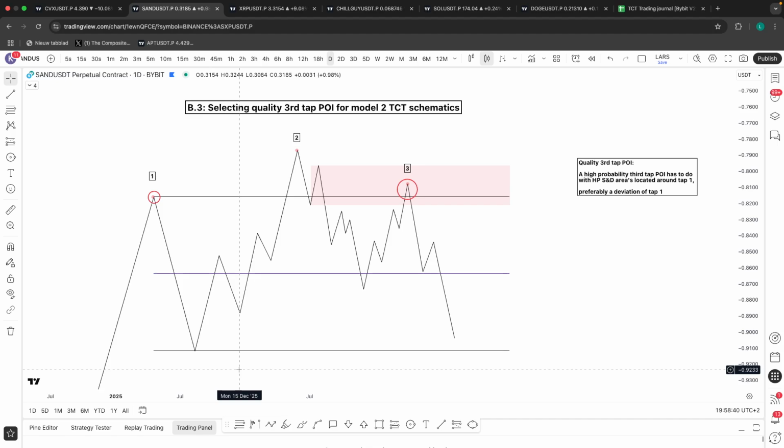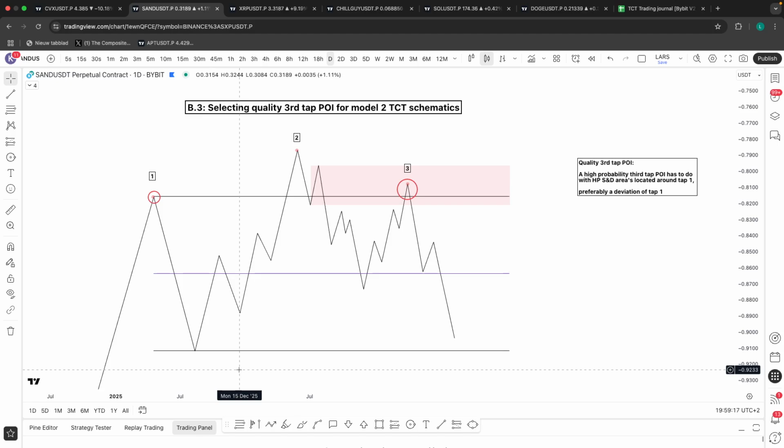Where people sometimes misuse a POI and validate that POI as a third tap when it's simply not a third tap, which is obviously the worst that we can do, because then you think you're trading a valid model when you're not, and all your order flow objectives based on the confirmation are not true, and you're trading a system that is not backed by data because you're not validating the proper third tap. So selecting the quality third tap POI is going to be very important to understand.